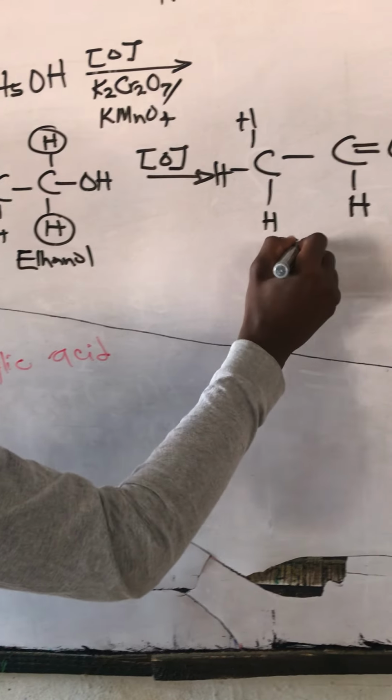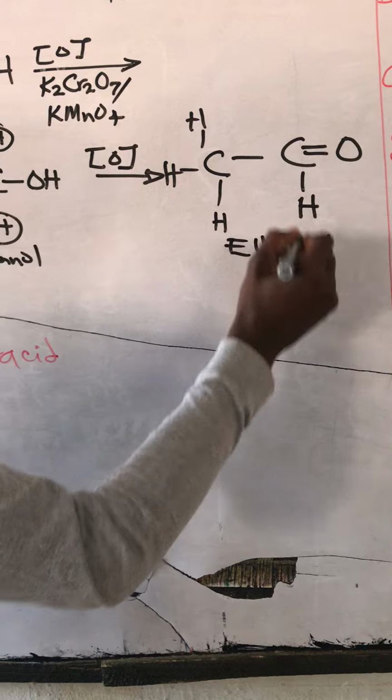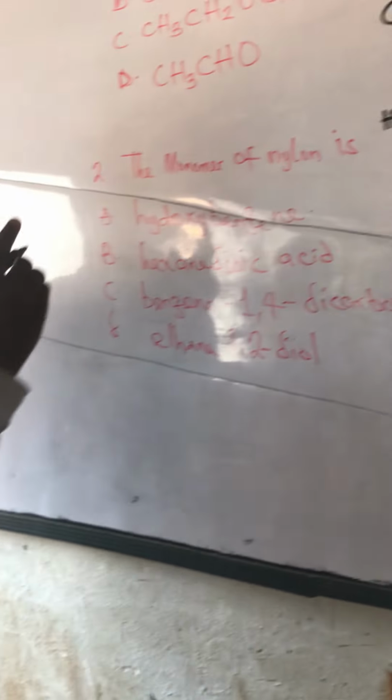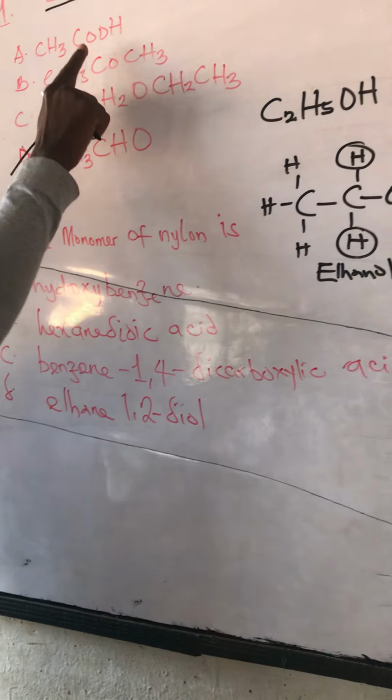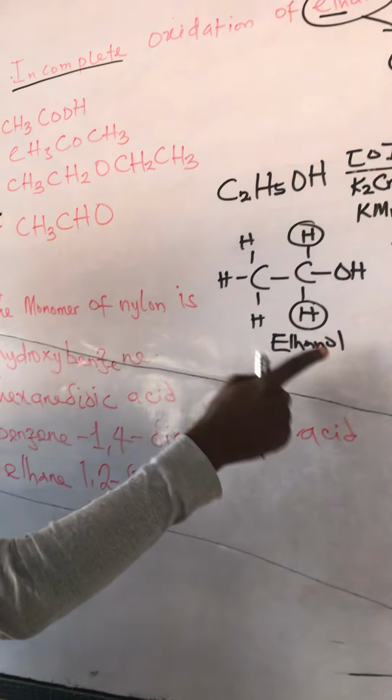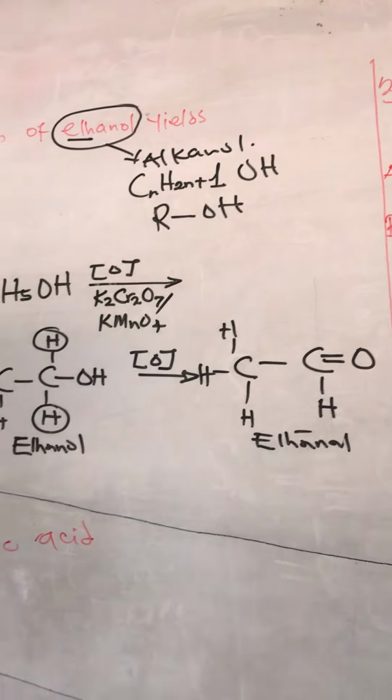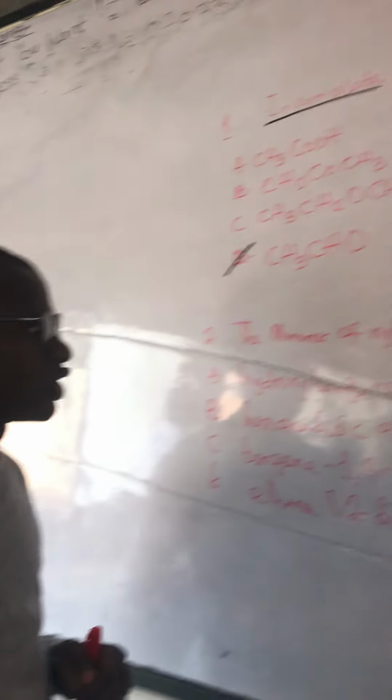Now from this place, from ethanol we now have ethanal. If you look at the options very well, it is corresponding to option D. So the incomplete oxidation of ethanol is going to give ethanal. So ethanal is our best option.